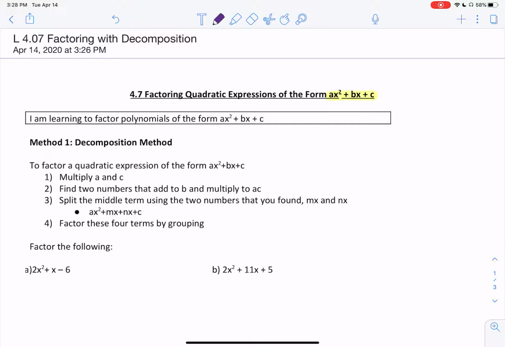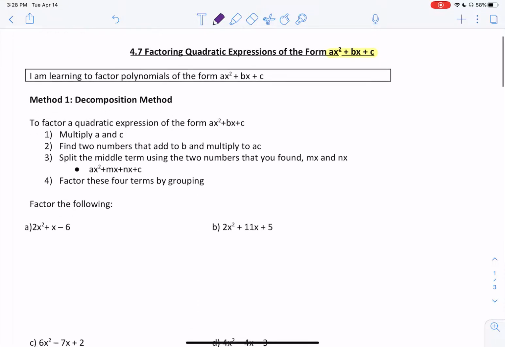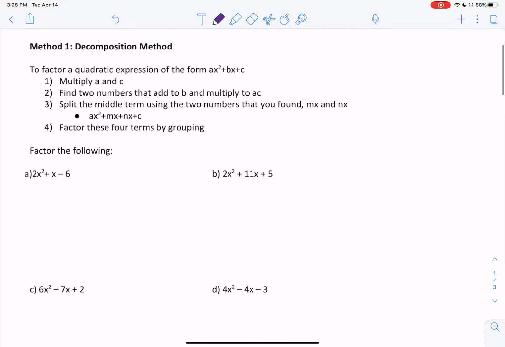This does also work if a equals 1. The method from last lesson is significantly more efficient, but if you can't remember it, you can also use this. So the method we're going to work on is called the decomposition method. And the decomposition method has 4 main steps.